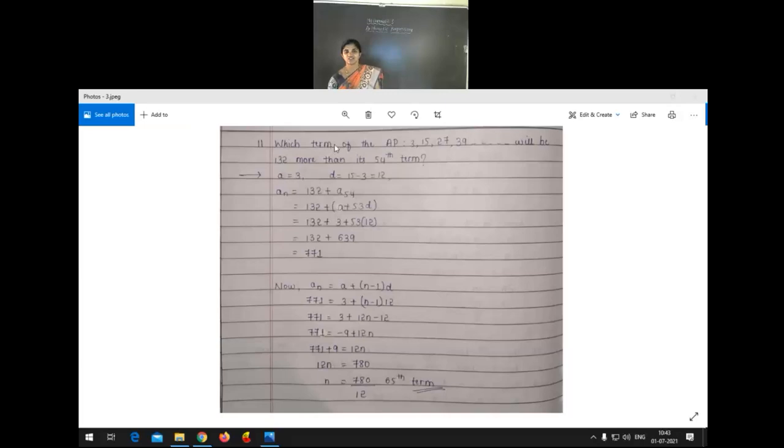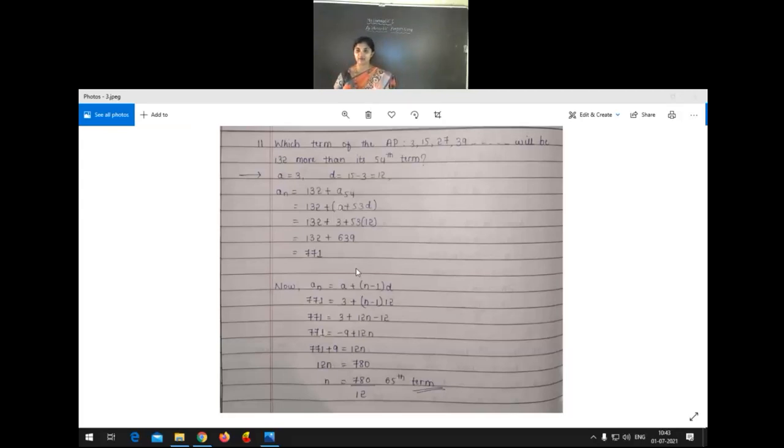Now, which term of the AP 3, 15, 27, 39 will be 132 more than its 54th term? So a is 3, d is equal to 12. An we have to find out, that is any term, either the 13th term, 25th term or 64th term. That term is 132 more than its 54th term. At that place we have to take it as an.